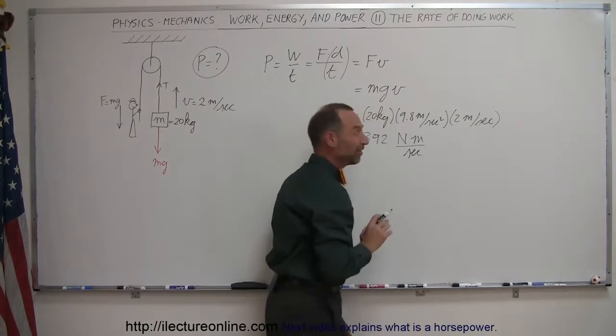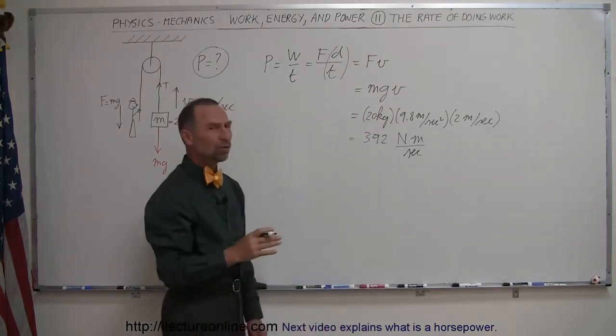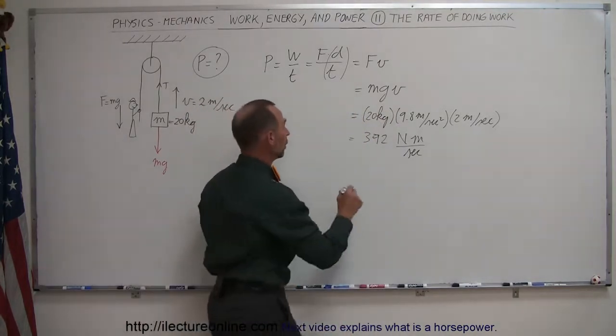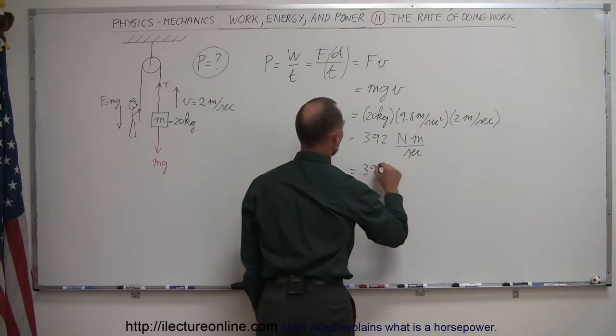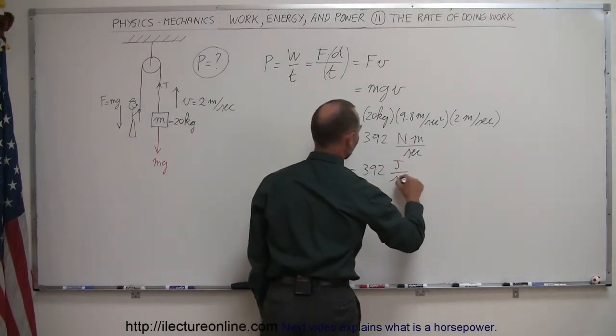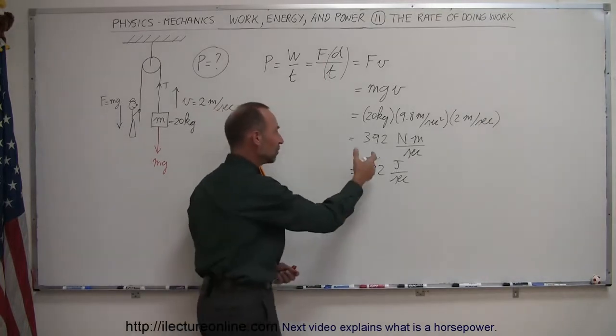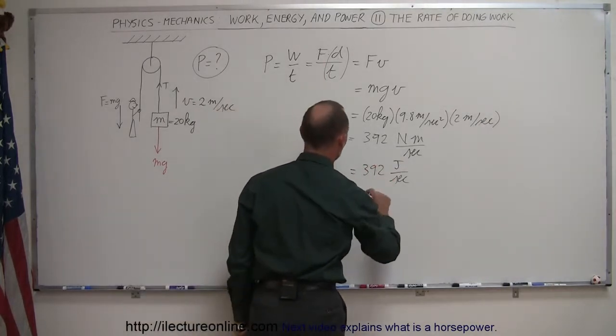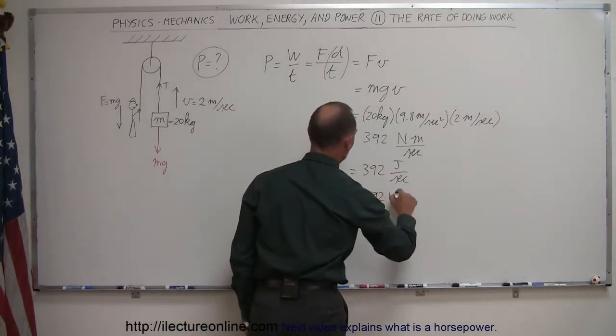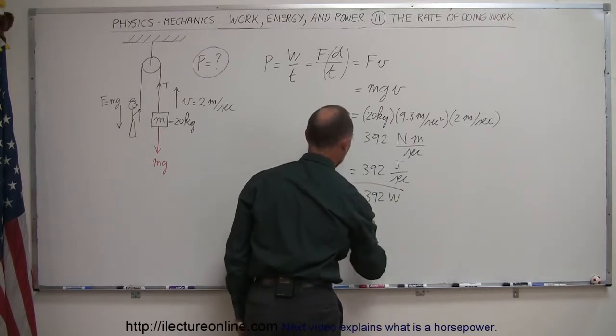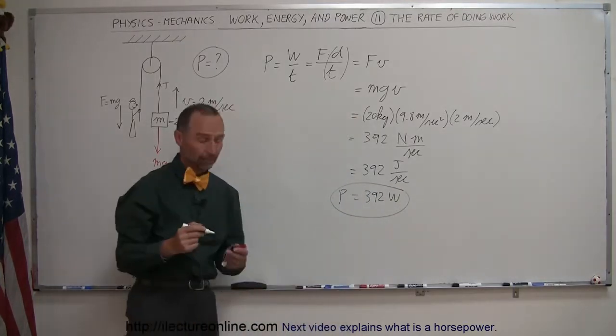All right, so now we've narrowed it down a little bit. What is a newton meter? Well, that's equal to a joule, so that's equal to 392 joules per second. And finally, what is a joule per second? Well, that's a watt. That's energy per time, or work per time, so this is equal to 392 watts. And that's the power required for this person to lift that up.